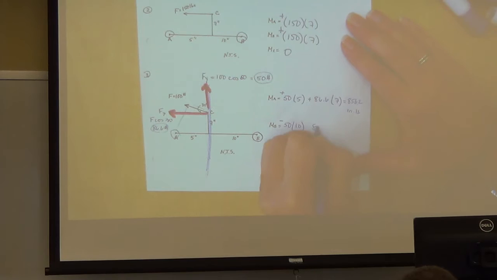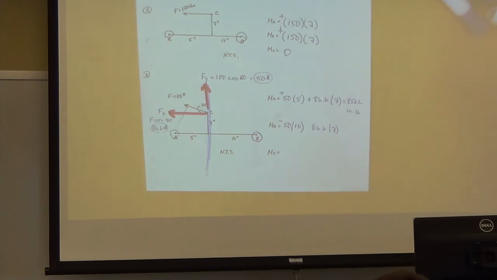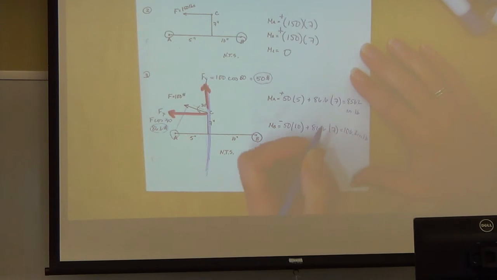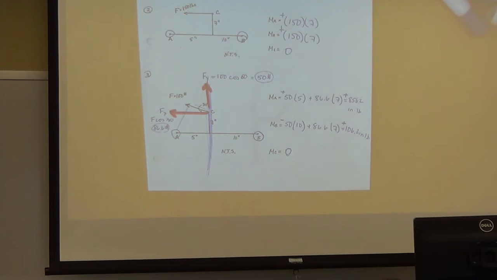And then we have the 86.6, and what's the perpendicular distance between Fx and B? 7 inches. Great. Is it positive or negative? Positive. Fingers go in the direction of force, palm goes down to B, and it turns out to be 106.2 inch pound. And then the last one, moment about C? 0. Why? Because there's no perpendicular distance. No perpendicular distance, it can't create a moment.